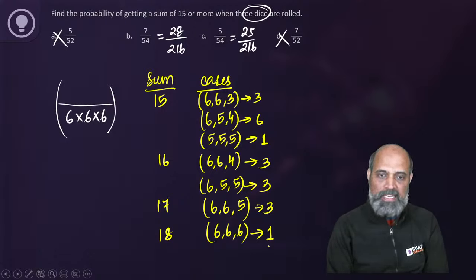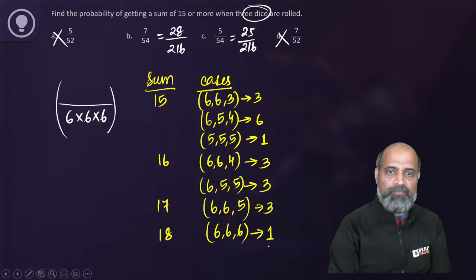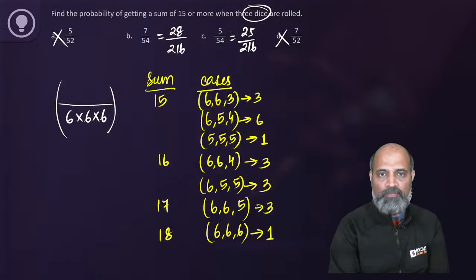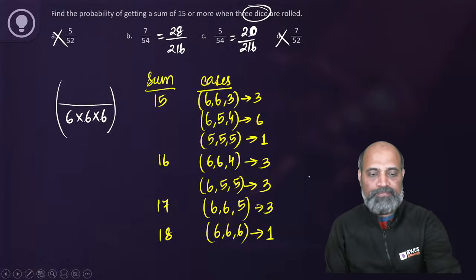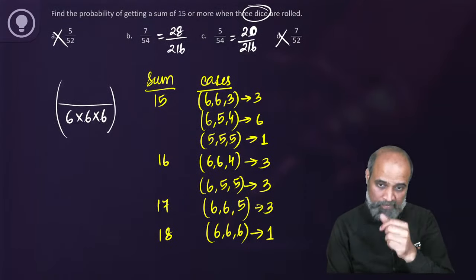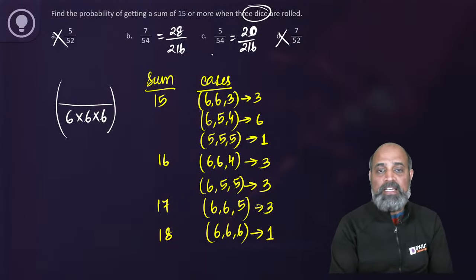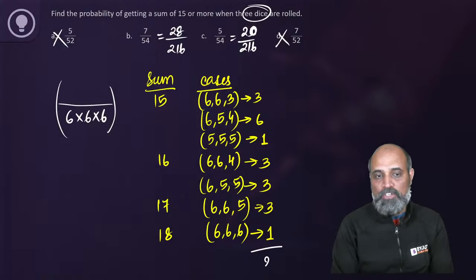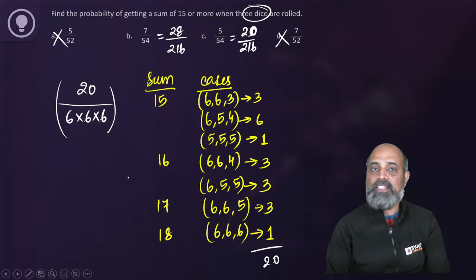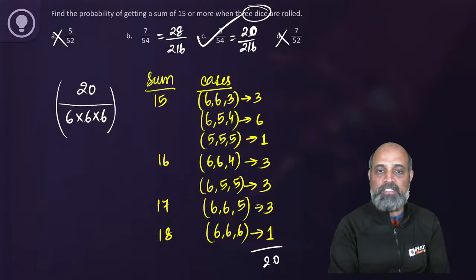Did we miss any? 6, 5, 5. It says 15 or more, right? 6, 6, 3. Okay. This should have been 20, not 25. Right, Vishwa. Right, Naman. Good. If you count, this is a total of 20. So this is going to be 20 by 666, as in 216. 20 by 216 is option C.